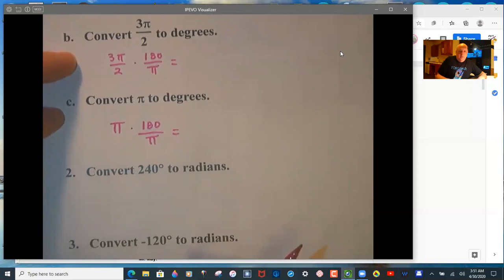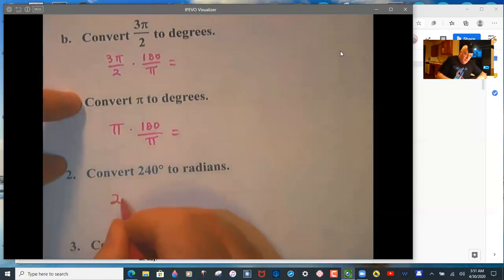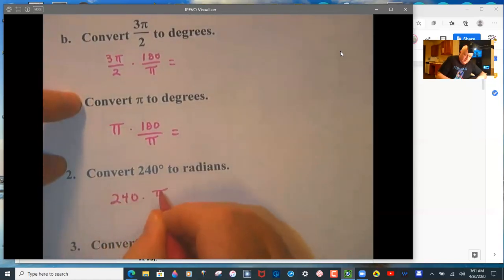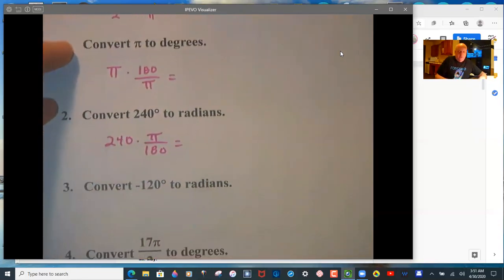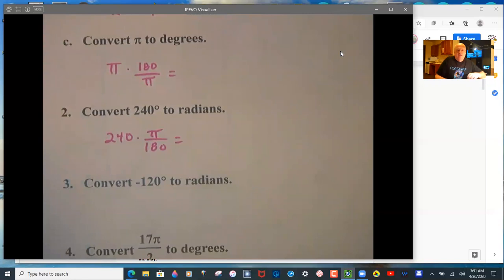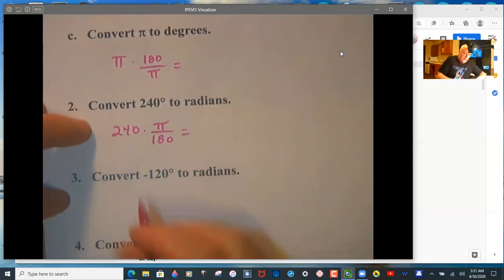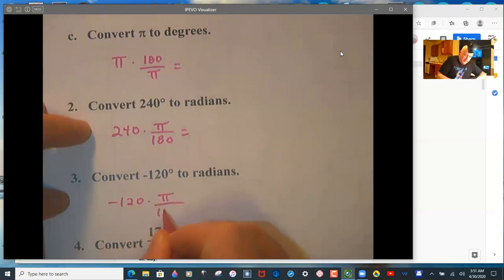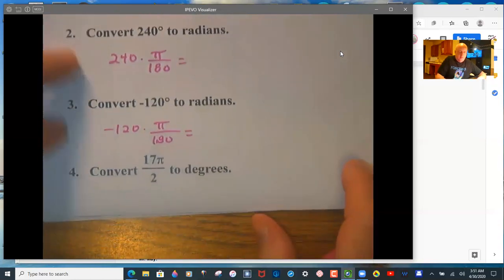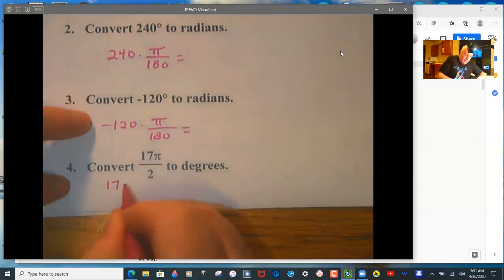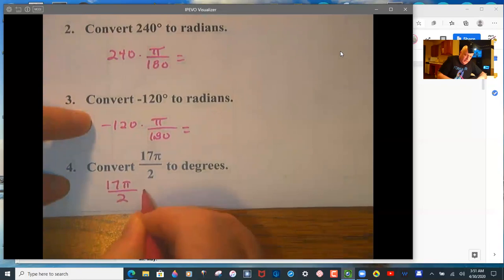So 180 over pi. 240, we want to put pi in here. I also want you, when you use your calculator, to think of pi like a variable, and I'll explain that. So here we're going to multiply by pi over 180. And then 17 pi over 2, we're going to multiply by 180 over pi.